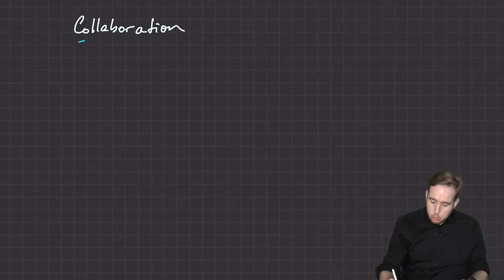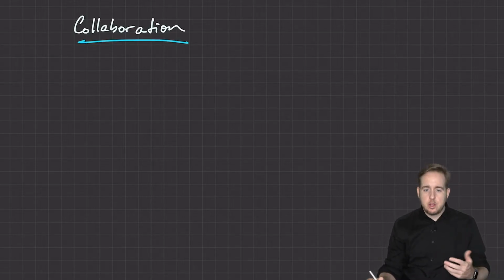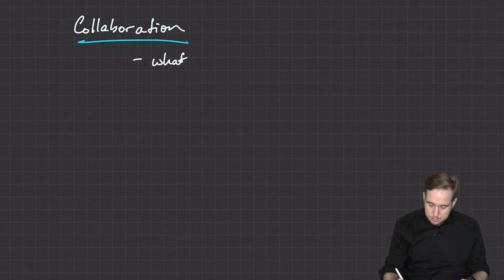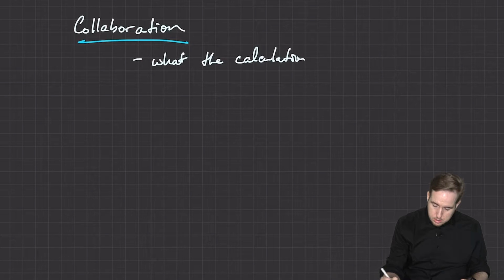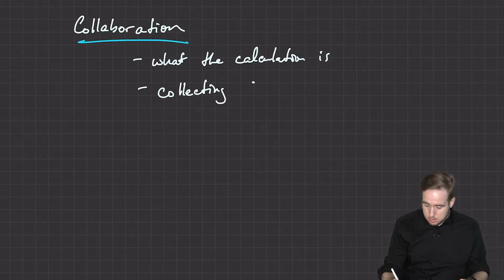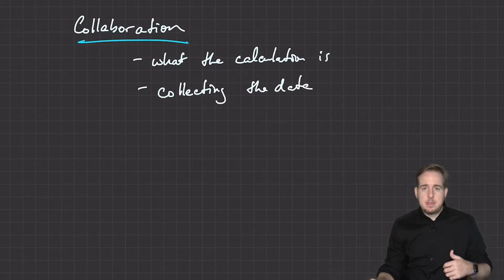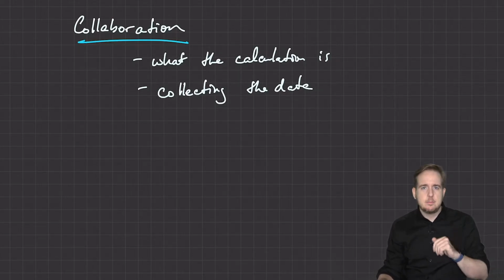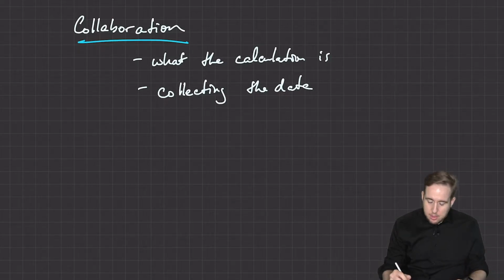So maybe you are working on some kind of science project as a team. And so one person might be tasked with figuring out what the calculation is. One person might be tasked with collecting the data. So that might mean going out and measuring the heights of the people in your class or rolling something down a hill and measuring it with a stopwatch. And a third person might be tasked with doing the calculation.